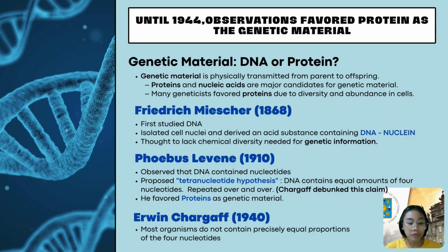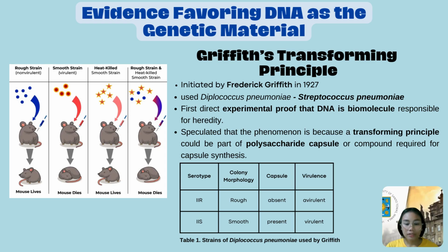Moving on, his findings were crucial for the later discovery of the double helix structure of DNA by Watson and Crick. These early discoveries set the stage for understanding that DNA, rather than proteins, is the molecule that carries genetic information. The journey from initial identification of nucleic acids to the realization of their role as genetic material was a critical chapter in the history of genetics. So now, we will be talking about the experiments which serve as evidence favoring DNA as the genetic material.